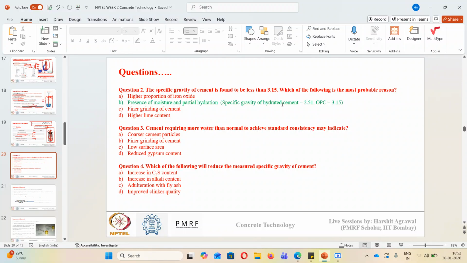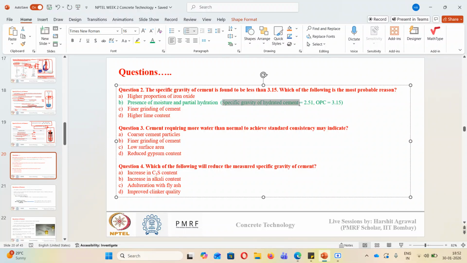So if I get a cement bag and it has a specific gravity lower than 3.15, then we can say that it is due to hydration of cement, because specific gravity of water is 1. If it reacts with cement, it reduces the specific gravity of cement also. So that's why the correct answer is partial hydration or presence of moisture. If there is higher proportion of iron oxide, then specific gravity will come out to be more than 3.15. Why? Because iron oxides come under the category of heavy metal oxides.